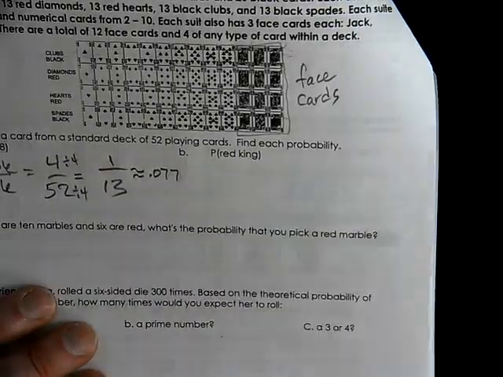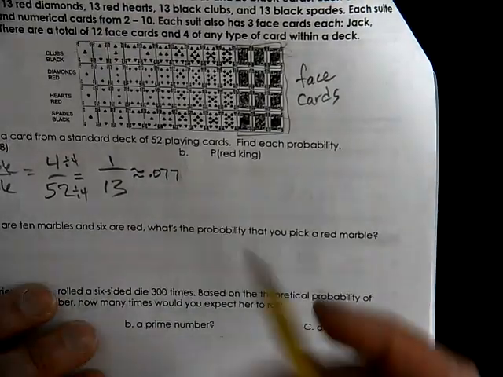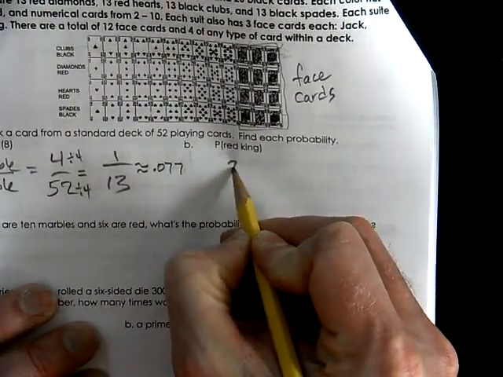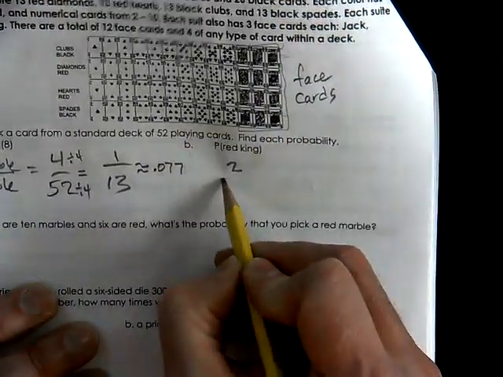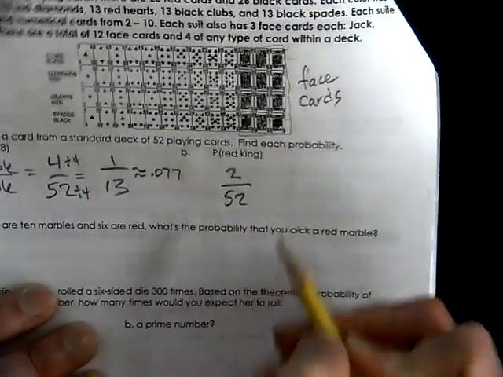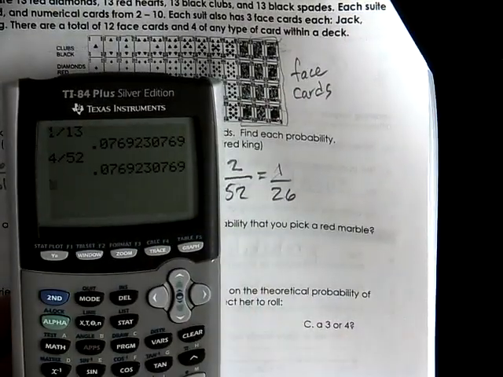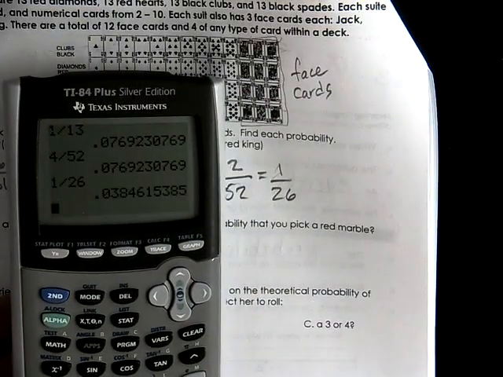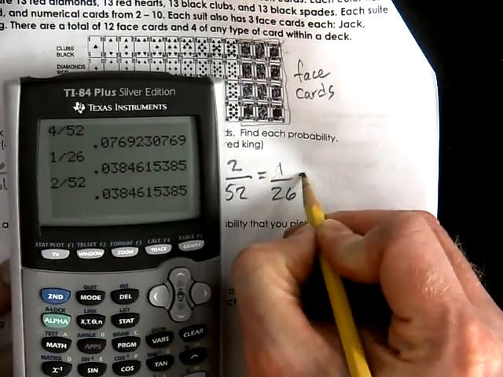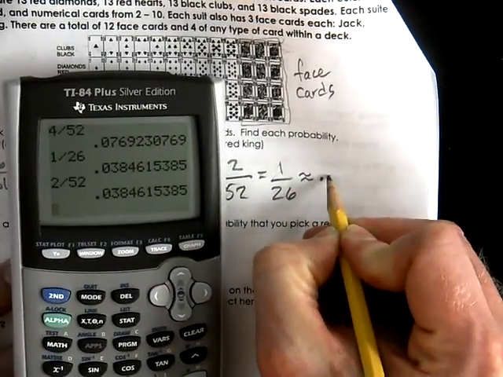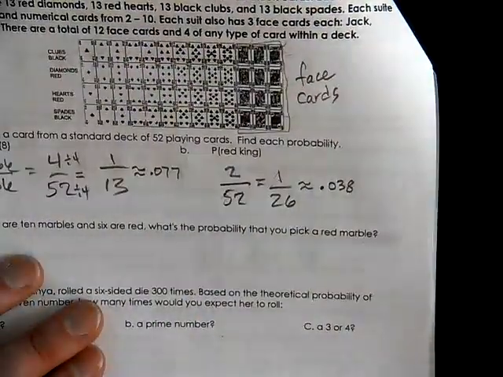How about the red king? What's the probability of a red king? 2 over 52. So there are 2 red kings, the king of diamonds and the king of hearts. There's 2 favorable cards over the 52 cards possible. So that's 1 out of 26. So 1 out of 26 is going to be the same thing as 2 out of 52. So that's 0.038. So that's like a 3.8% chance.